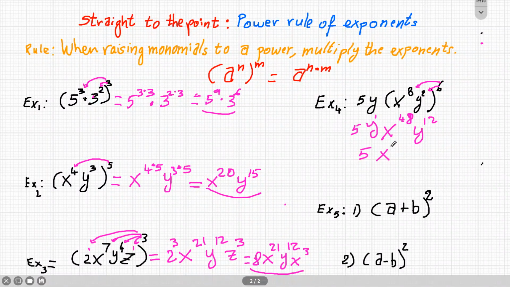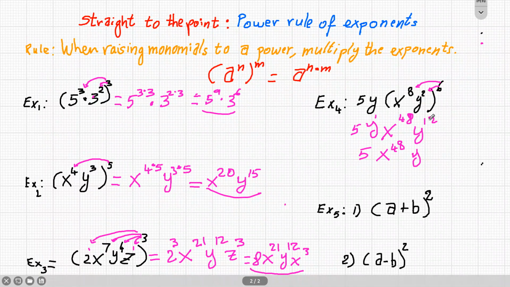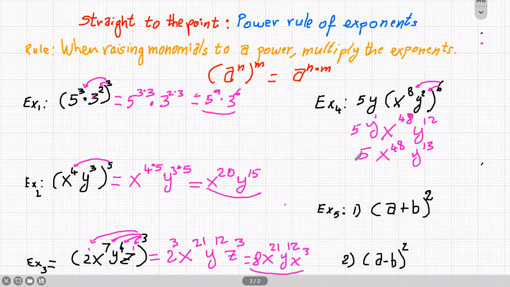So let's write the x first, to the power of 48, and y to the 12 plus 1, which is 13. So that's applying the product rule. That will help us simplify this fully. Now we are done, and this is our final answer.